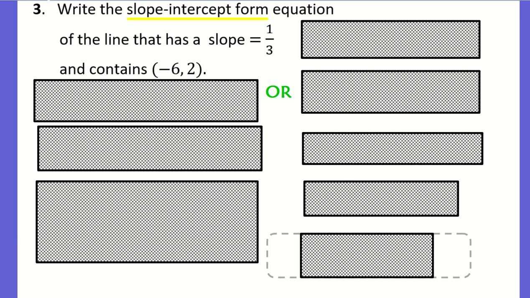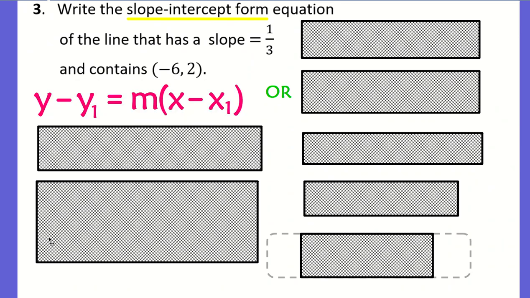Number 6. Okay, now back to your screen here. For number 6, what they're giving you is the slope and a point, and they want the equation. Now they might want the equation in point slope form, they might want it in slope intercept form, but either way, you can use this formula. So using this formula, you plug in 1/3 for m, and then you plug in the -6 for x1, and you plug in the 2, the y coordinate, for y1.